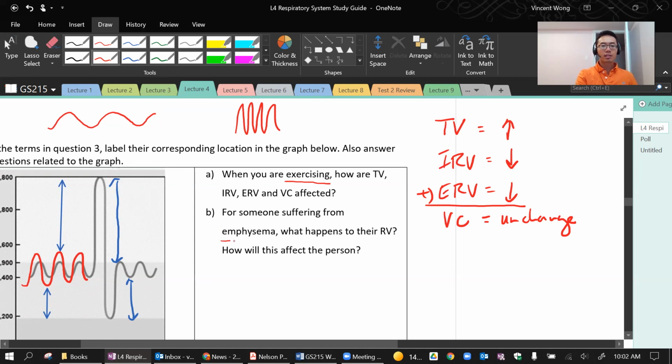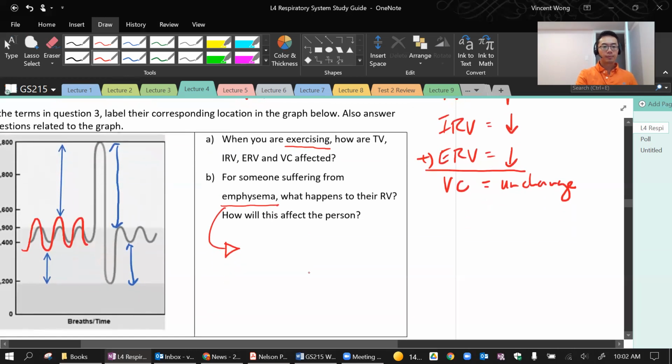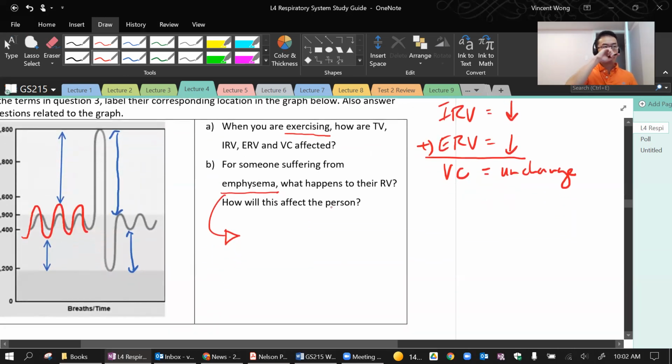Okay, next one. For someone who suffers from emphysema, what happens to the residual volume? How will this affect the person? Can someone explain to me what emphysema is, please? What is emphysema? Anybody? Abdullah said losing internal pressure. Okay. Anyone else want? Yeah, Colin, go ahead.